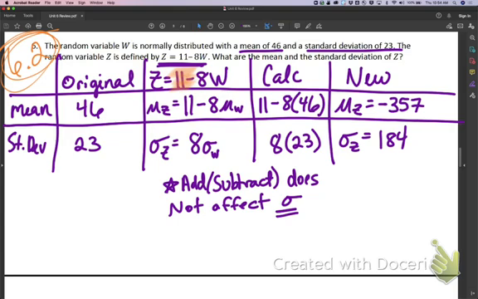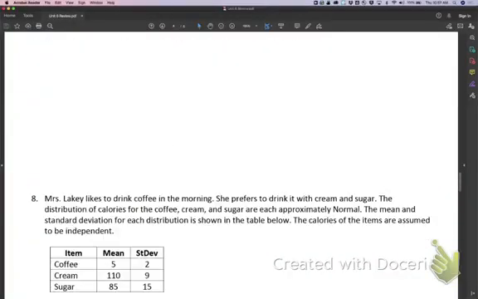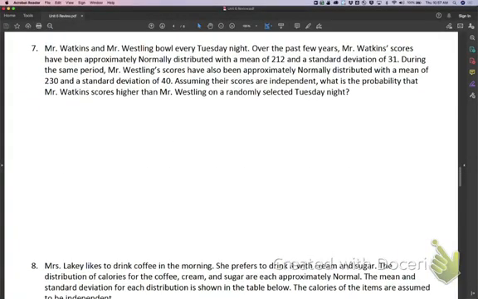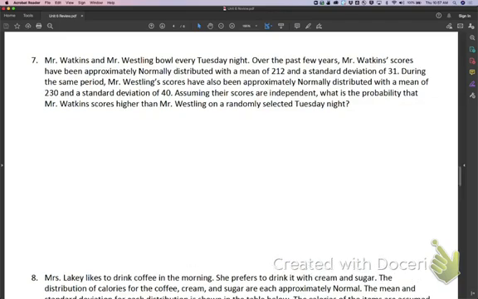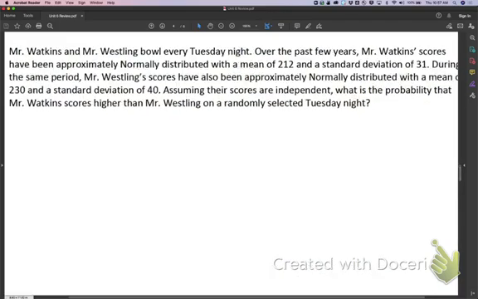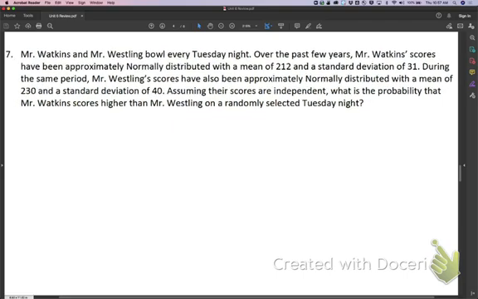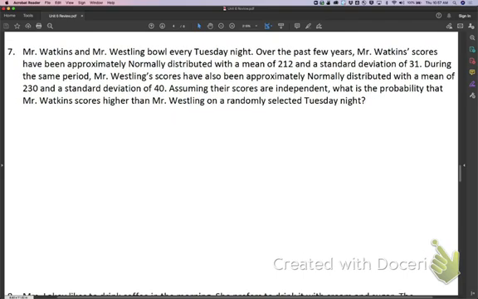All right, number 7. Number 7 is a doozy because it is multiple steps that you have to do in order to get the answer. So we're going to go through each and every one of those steps.